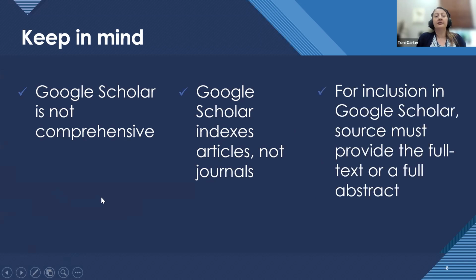And finally, and this is important, for Google Scholar to pull metadata into its results, the source has to be provided in full text, or there has to be an abstract. And this is, again, why it's such a popular source, because it finds the full text wherever it can find it, or the full abstract. This middle one, though, I think is the most important of this to remember.